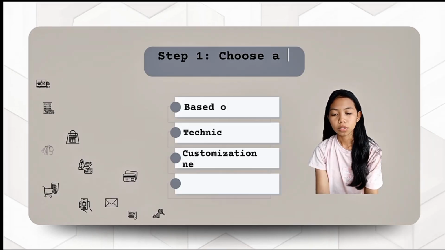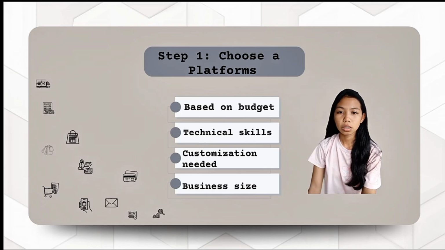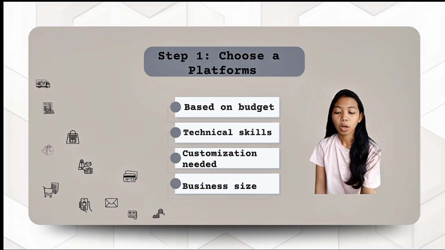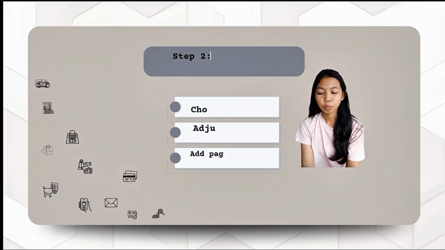So, step 1 is choose a platform: Shopify, WooCommerce, etc. First, based on budget. Second, technical skills. Third, customization needed. Fourth, business size. So, some platforms are easier to use, like Shopify, but they cost more per month. WooCommerce is more customizable and flexible, but you need a bit more technical knowledge. Your choice depends on how much you can spend, how much control you want, and how big your online store will be.